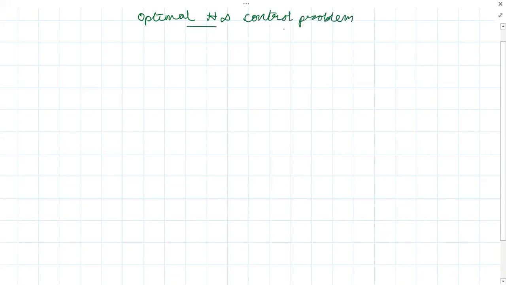Optimal H infinity control problem. So what we did in a nutshell for all these days, we will be doing it here. Okay.